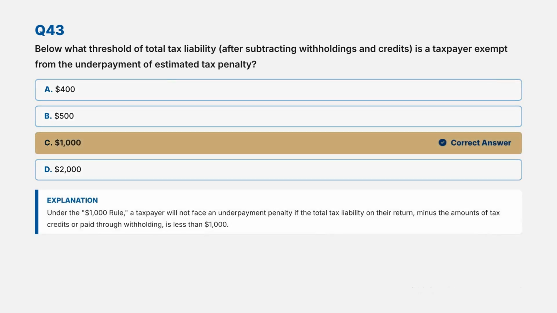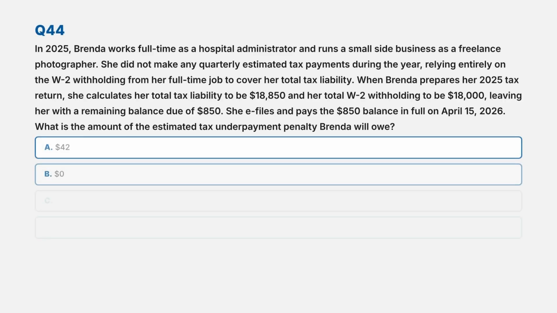The correct answer is C. $1,000. Under the $1,000 rule, a taxpayer will not face an underpayment penalty if the total tax liability on their return, minus the amounts of tax credits or paid through withholding, is less than $1,000. Great job so far. Let's keep the momentum going with question 44. Question 44. Here's the scenario.